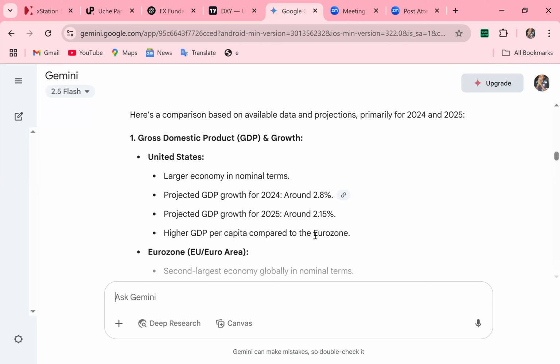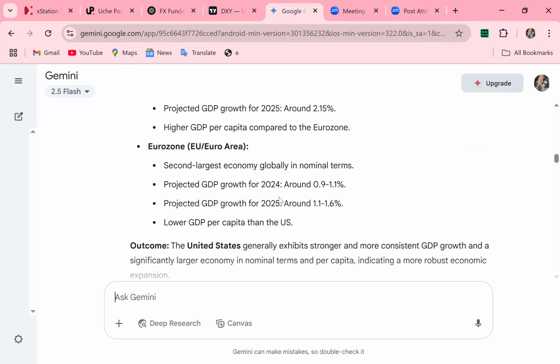Now, you come to the Eurozone, you see that last year was 0.9% to 1.1%, and what they're expecting this year is 1.1% to 1.6%. Are they expecting high or low? Higher. But now, look at what you have to pay attention to. The figure here is 2.1, the figure here is 1.1. Remember, they're all higher, but not on the same figure. They're all talking about higher GDP, but not on the same figure.